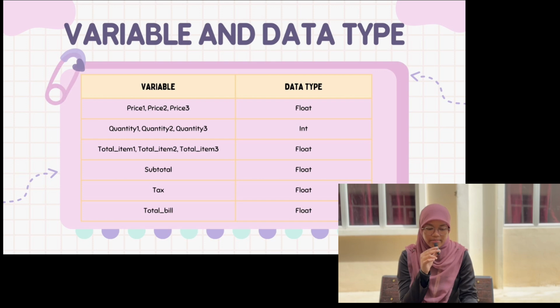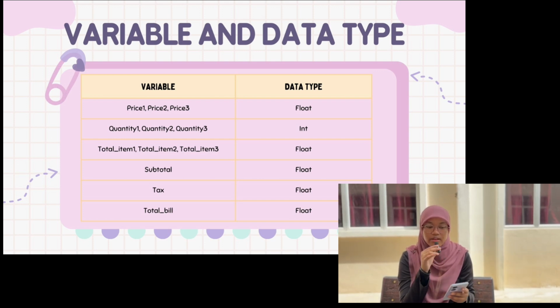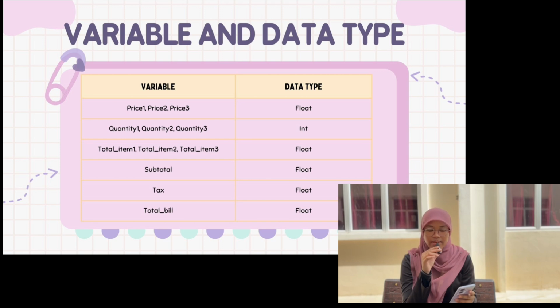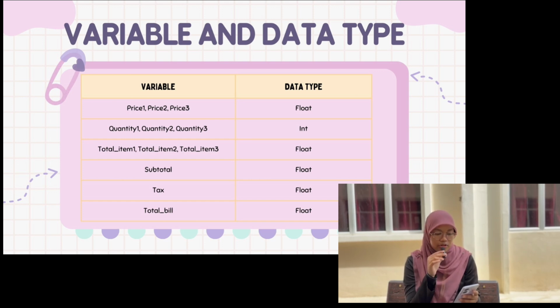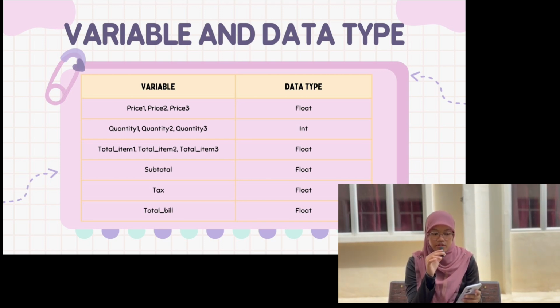Next, for variable and data type. First, price 1, price 2, and price 3, data type is float. Quantity 1, quantity 2, and quantity 3 are integer. Total item 1, total item 2, and total item 3 are float. Subtotal is float, tax is float, and total bill is float.